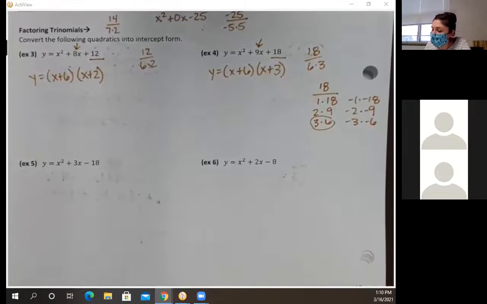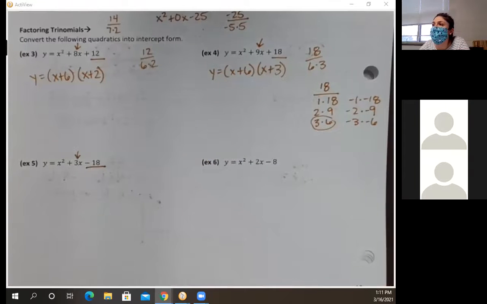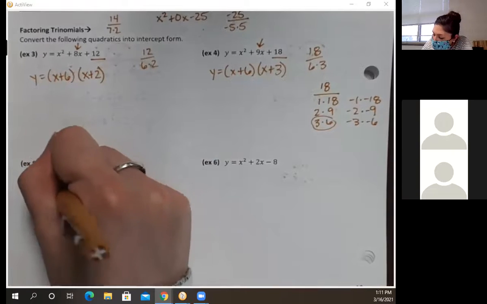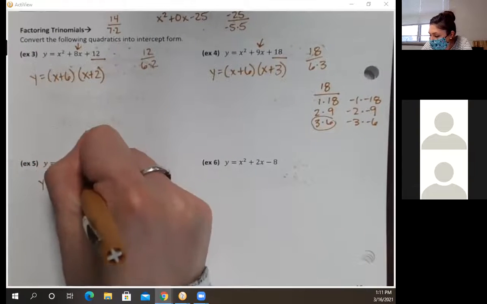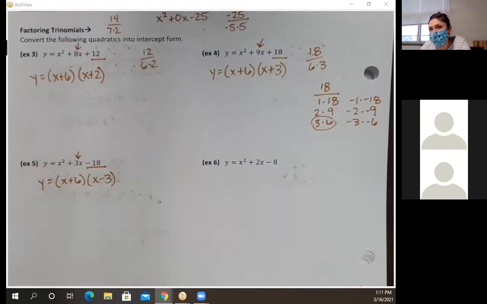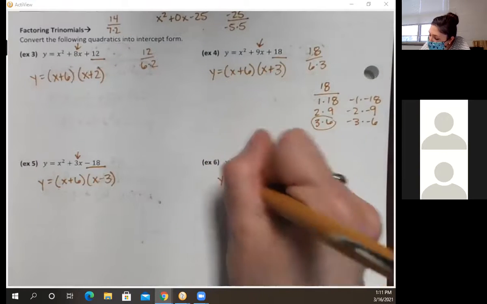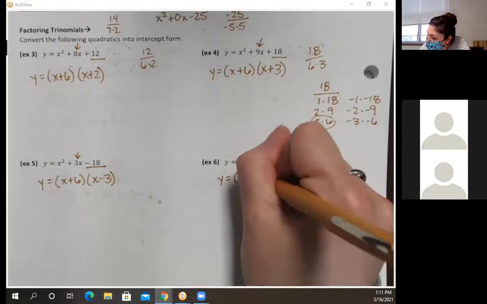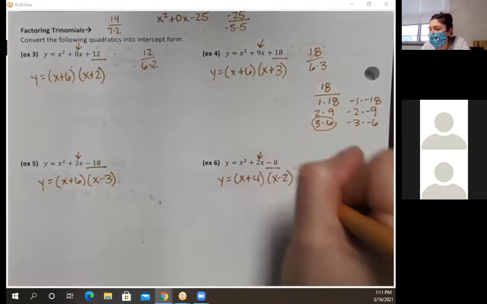Let's take a look at number 5. This time I want factors of -18 that would add to +3. 6 times -3, good. So this would be y equals x plus 6 times x minus 3. And then our last problem on page 18, factors of -8 that add to +2. Go ahead. 4 times -2. So this in factored form would be x plus 4 times x minus 2.